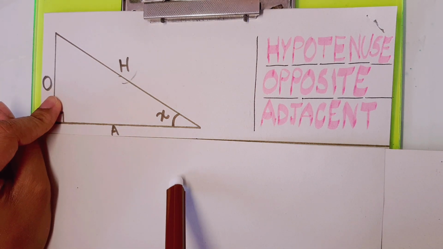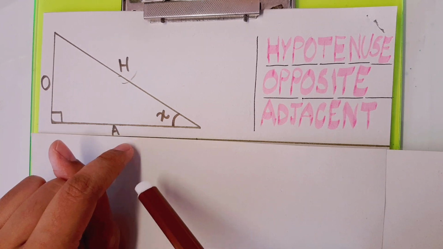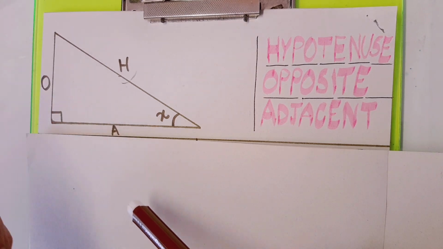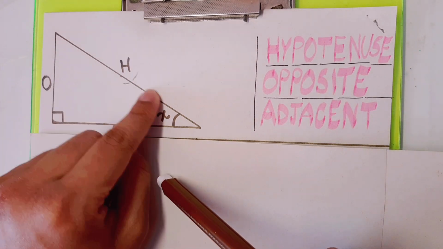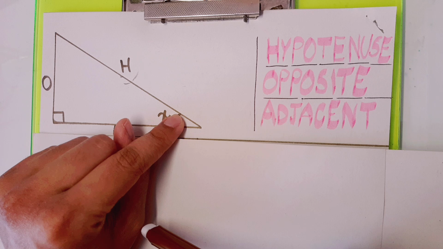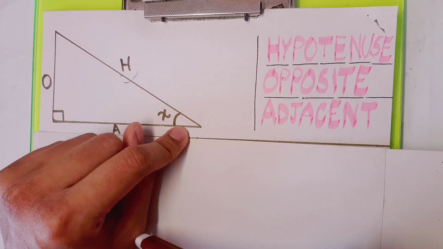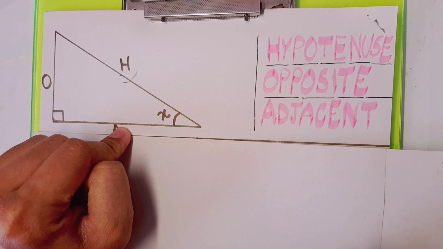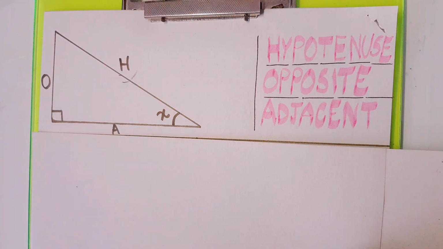Or another way to look at it is the adjacent side is the side which is touching the angle but is not the hypotenuse, right? So we have the hypotenuse over here, which we defined first, and then we can say, okay, well, the other side then has to be the adjacent, right? So this is how we define the hypotenuse, the opposite side, and the adjacent side. And this is really the first step that you need to do with any right angle triangle.